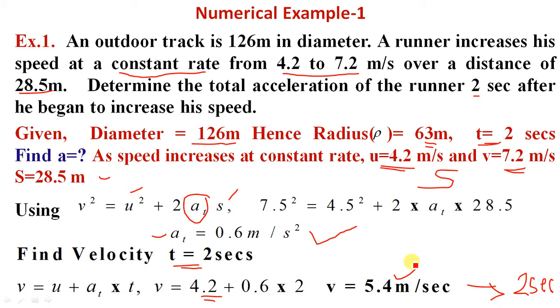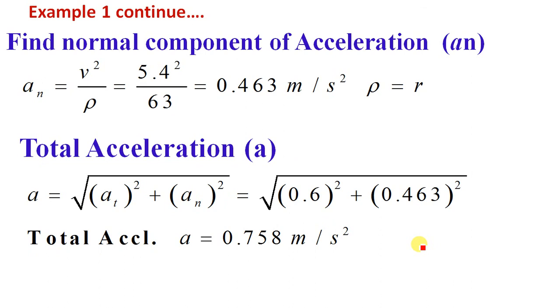Now we have to find out the acceleration after 2 seconds. So in that case we have to find out an for this velocity. What is the formula? an is equal to v square upon rho. So we use this velocity: the normal component of acceleration when v is 5.4, that is after 2 seconds. From that you will get the value of an as 0.463 meter per second square.